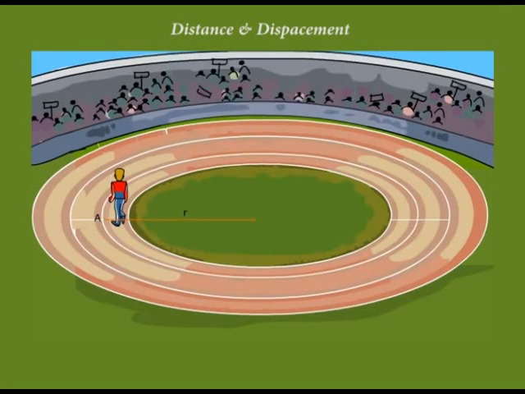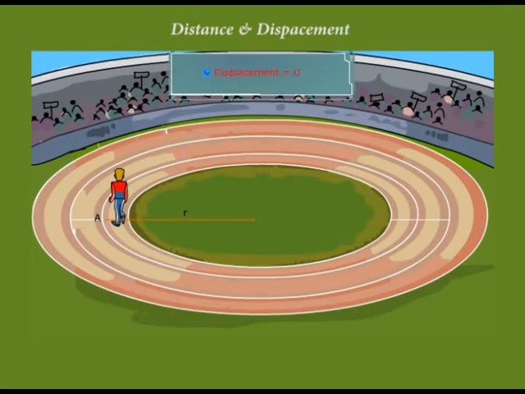Is there any displacement or change in position when the athlete comes back to A? No. There is no change in position of the athlete because the initial and the final positions are one and the same. Therefore, displacement is equal to 0.